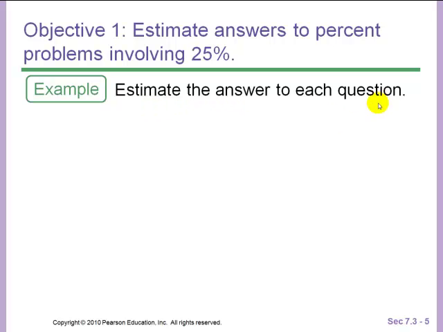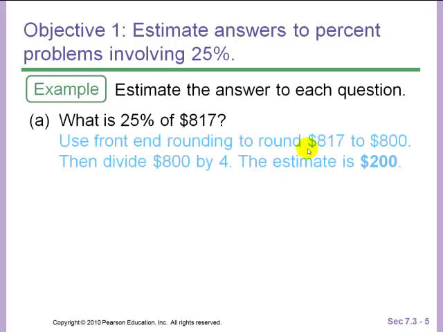Estimate the answer to each question. What is 25% of 817? Notice we are estimating, so we will start with front-end rounding. 817 is approximately 800. Divide 800 by 4 and we get 200. So 25% of 817 is approximately, or about, 200. Again, you could also just do half of half. This again rounds to 800. Half of 800 would be 400, and half of 400 would be 200.